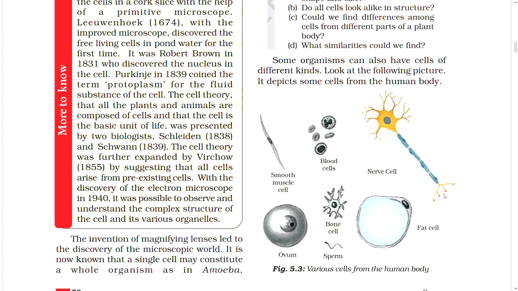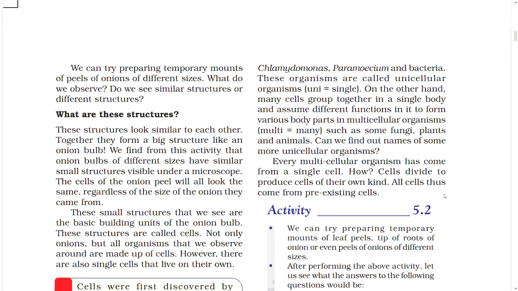With the discovery of the electron microscope in 1940, it was possible to observe and understand the complex structure of the cell and its various organelles. The invention of magnifying lenses led to the discovery of the microscopic world. It is now known that a single cell may constitute a whole organism as in amoeba, Chlamydomonas, Paramecium, and bacteria. These organisms are called unicellular organisms, uni equal to single.